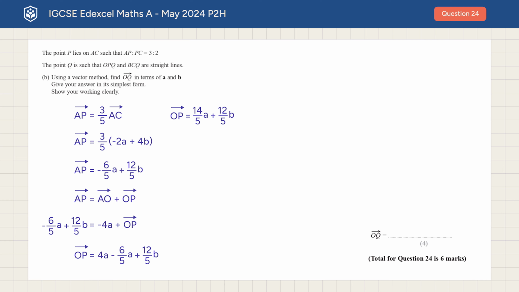Since O, P, and Q are on the same straight line, the vector OQ must be some multiple of OP. Let's call this multiple n. So OQ equals n times our vector for OP. This gives us our first equation for OQ.